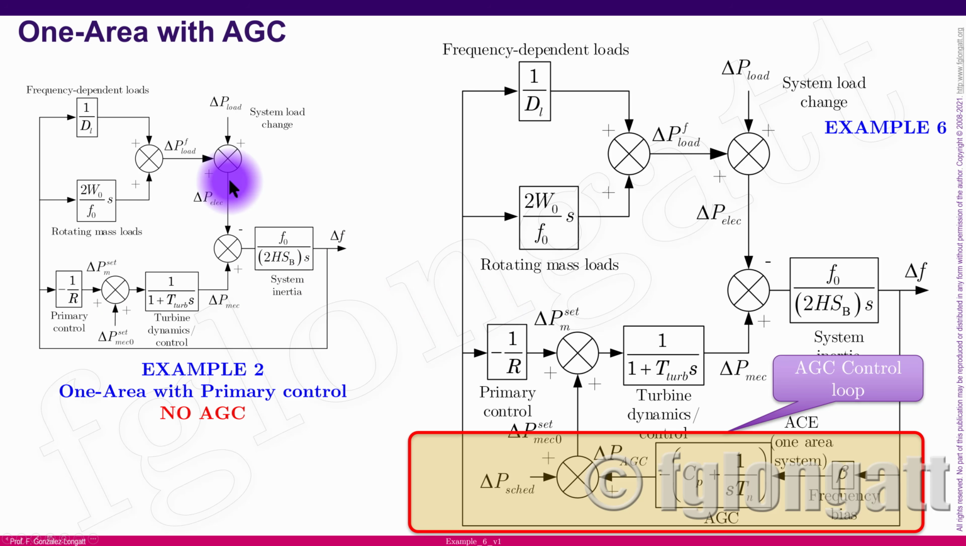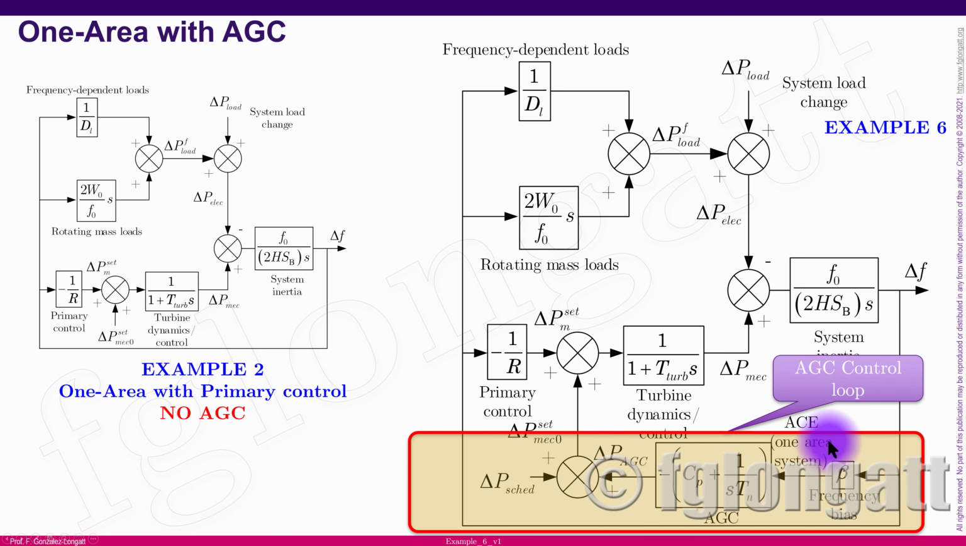On the left-hand side, you can see example number 2 that we already implemented. In this system, you can see that the input here is the set of the mechanical power. But in this case, we assume this is constant, okay? But today we are adding a control loop.